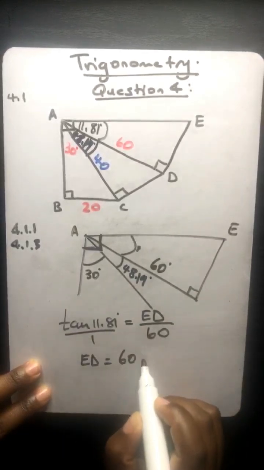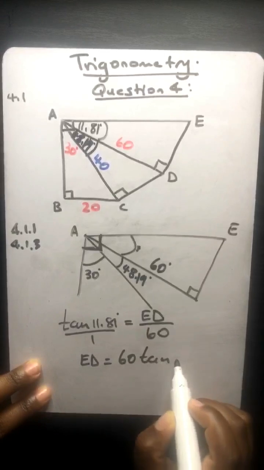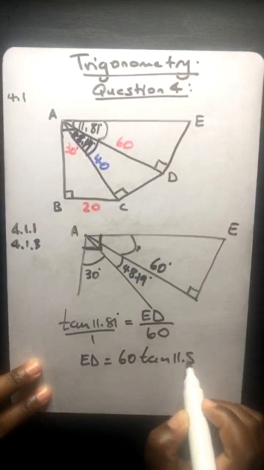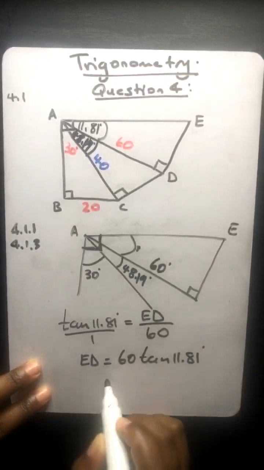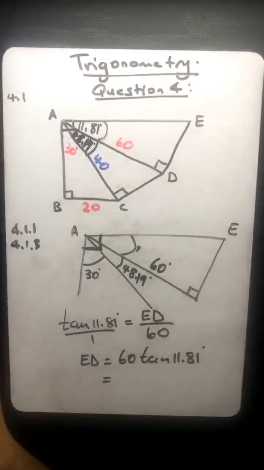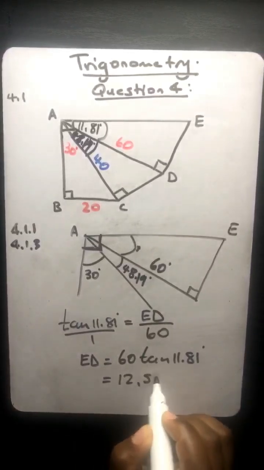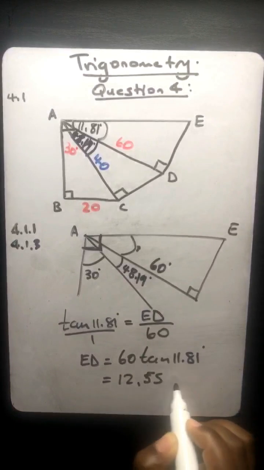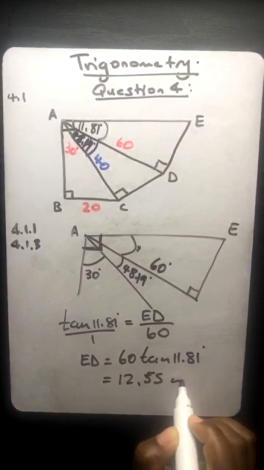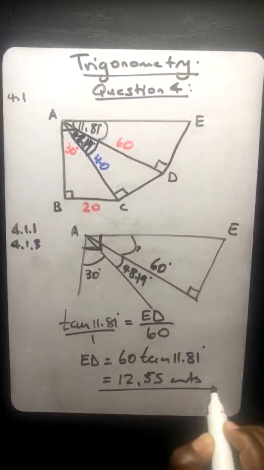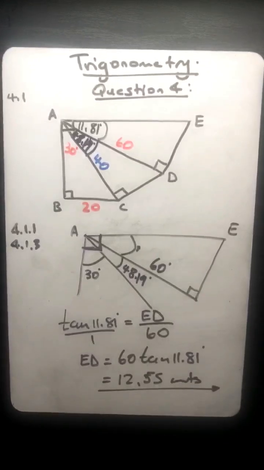You get 60 multiplying tan of 11.81 degrees. Then you punch all of that on your calculator. Let's see. 60 tan of 11.81. Close there. What are you guys getting? This is what I'm getting. 12.5, let's say 5, and then you just say units because it is not the angle that you were calculating.